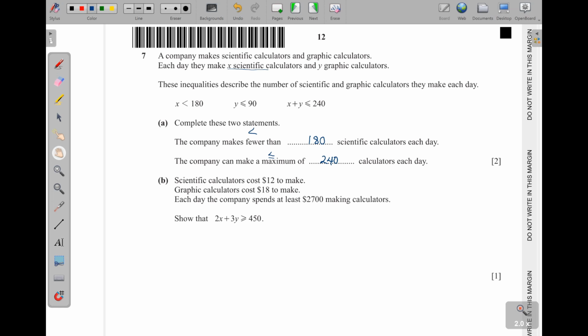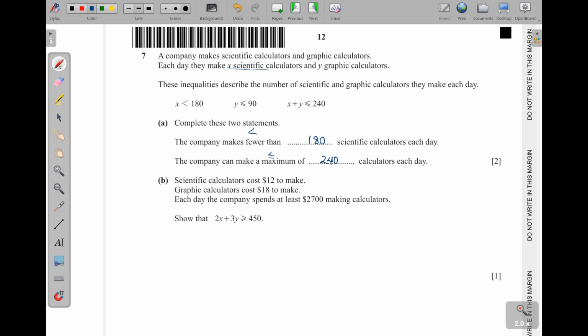Then part B, the scientific calculators cost $12 to make. Graphic calculators cost $18 to make. Each day the company spends at least $2,700 making calculators. Show that 2x plus 3y is greater or equal to 420. So when they tell you to show that, that is the end result. So there is something that you must put together then to get the last one. This one they are telling you is the end result, is where you're supposed to end.